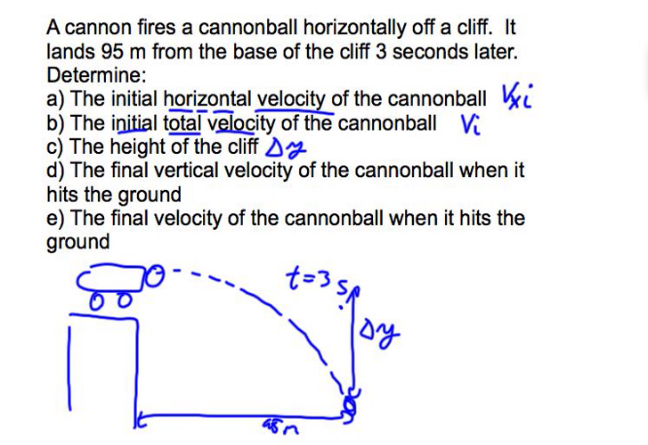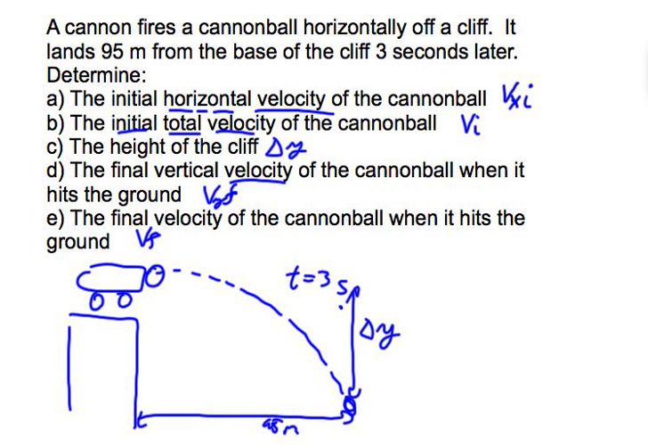The final vertical velocity. Again, we're looking for a velocity, so that means a v. It's a vertical velocity, so we're looking for a vy. And it's the end, so we're looking for a vyf. So it's all about translating and getting what we're looking for here. Finally, the final velocity when it hits the ground. Again, it's a velocity v. It's the total, so it's not vy or vx, but it is when it hits the ground, so we're looking for vf. So that's the first part of this, translating what it's asking for.